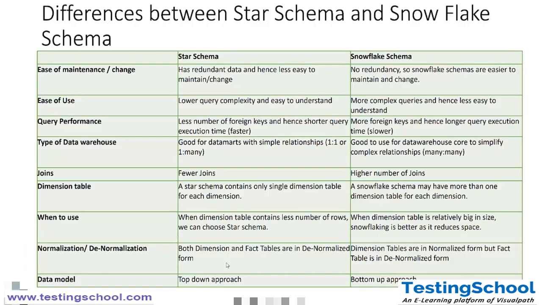All right. Data model: star schema follows a top-down approach. In snowflake schema, it is a bottom-up approach. Right, these are the core differences of star schema and the snowflake schema.